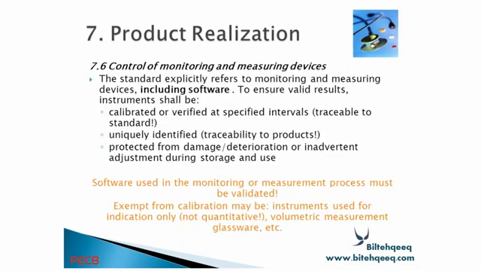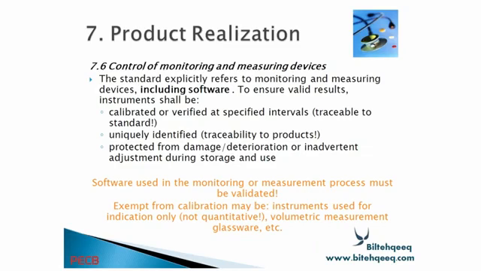Control of monitoring and measuring devices. This clause is the same as in ISO 9000, and it states the standard explicitly. Refer to the monitoring and measuring devices, including software, to ensure valid results. Instruments shall be calibrated or verified at specific intervals, traceable to standards, uniquely identified, traceable to products, and protected from damage, deterioration, or inadvertent adjustment during storage and use.